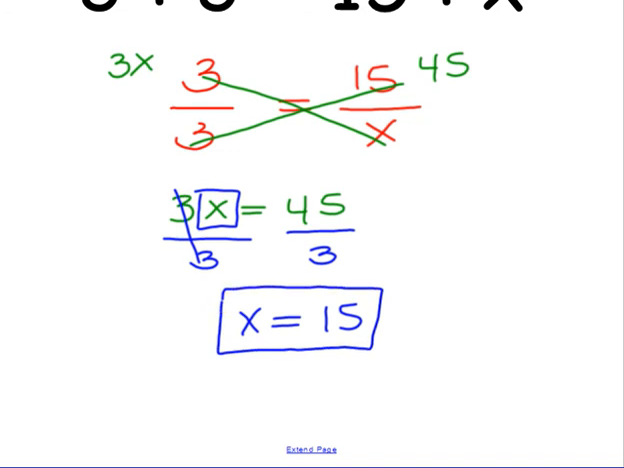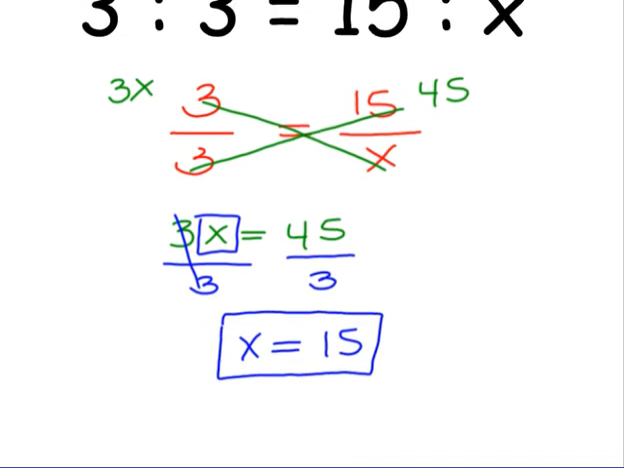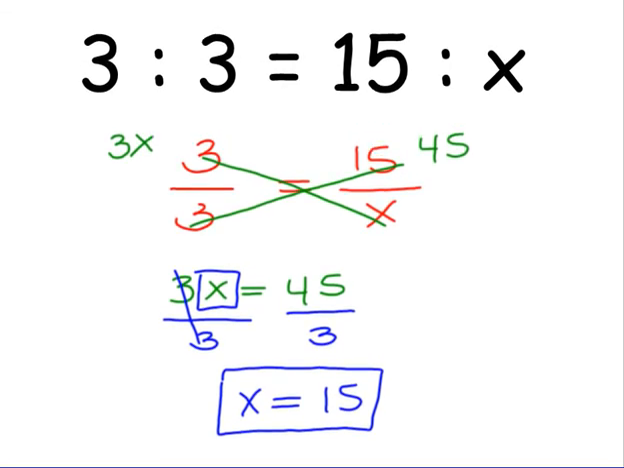All right, the answer is posted. Don't look up if you're not ready though. So what I did is I made them into a proportion. 3:3 can also be written as 3/3 equals 15 over x, and then you solve like a typical proportion, and you're going to end up with x equals 15.